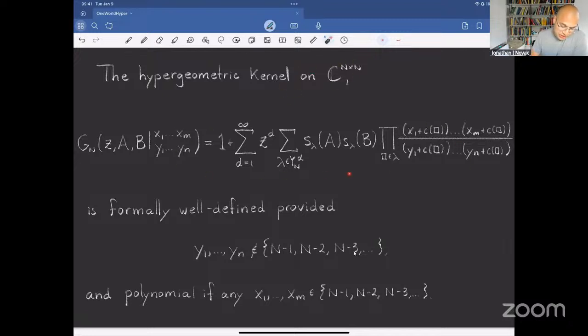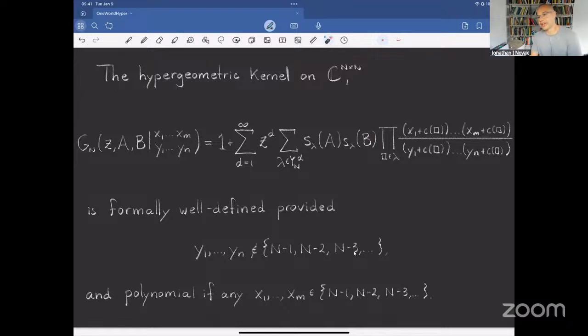And so here's the definition written out a little more explicitly. The coefficient is the product over all the cells in the Young diagram lambda of x1 plus the content of the cell up to xm plus the content of the cell in the numerator, and then the same thing with the y's in the denominator here. And if your rank parameter n was equal to 1, you would just recover the classical hypergeometric series of Euler. And so this is really a power series in Z, and the eigenvalues of A and the eigenvalues of B.